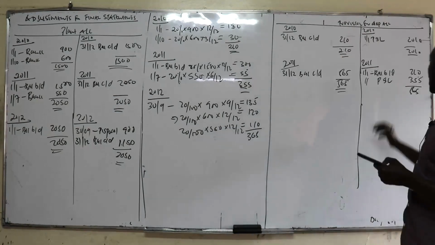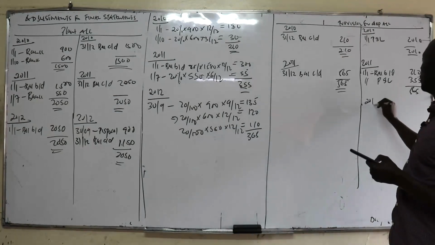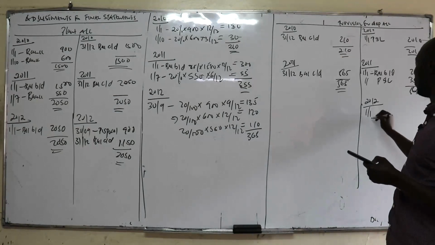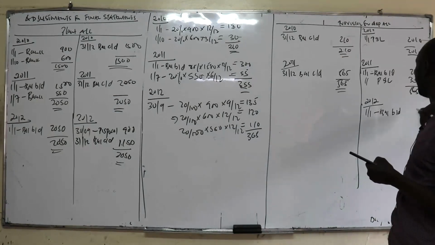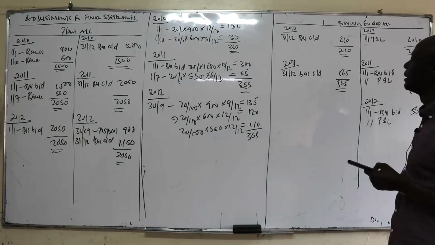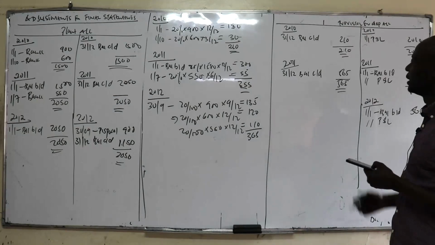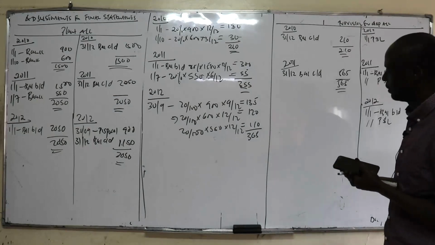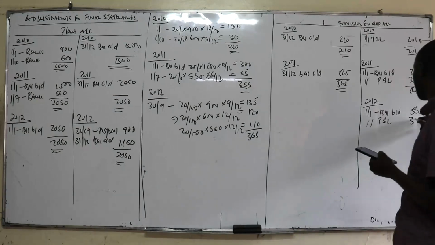And then come 2012, 1st of January, balance brought down is going to be 565. Then that very year, profit and loss, they're going to charge 365. So you add there 365.